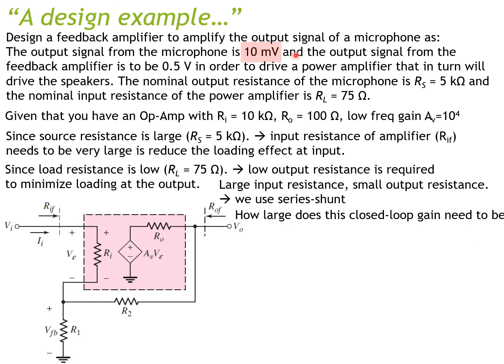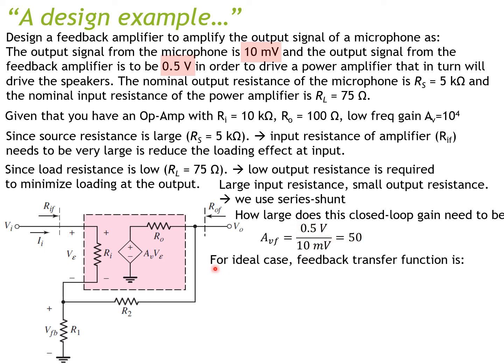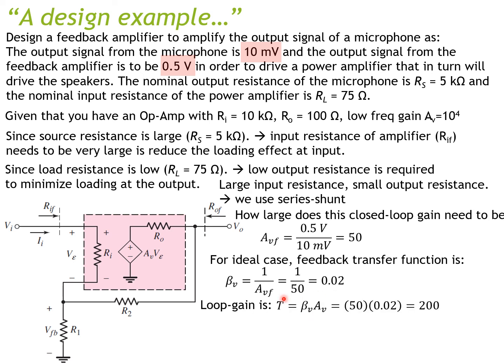We know that the input is going to be 10 millivolt. We need to amplify it up to 0.5 volt. So you just have to divide 0.5 volt over 10 millivolt, and it's going to be 50. So in the ideal case, the feedback transfer function is going to be beta equal to 1 over AVF, and it's going to be 0.02. The loop gain is going to be T equal to beta AV, which is going to be 200.